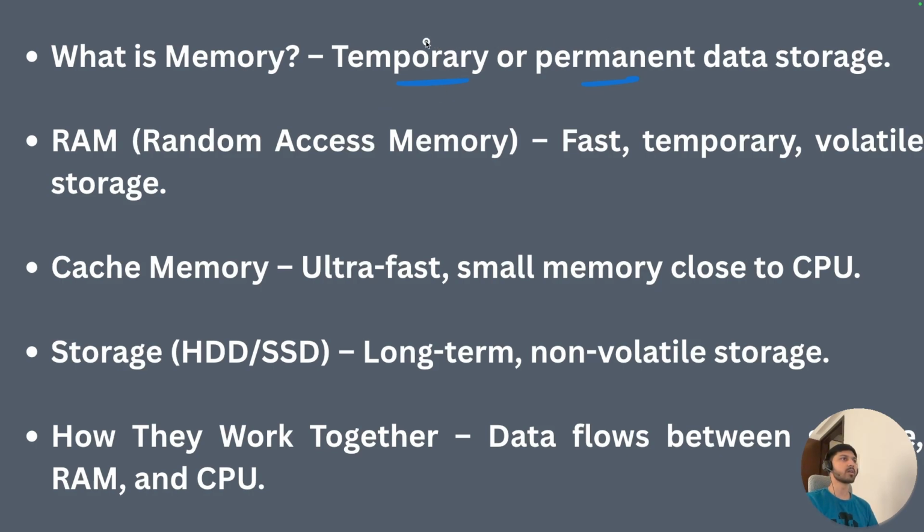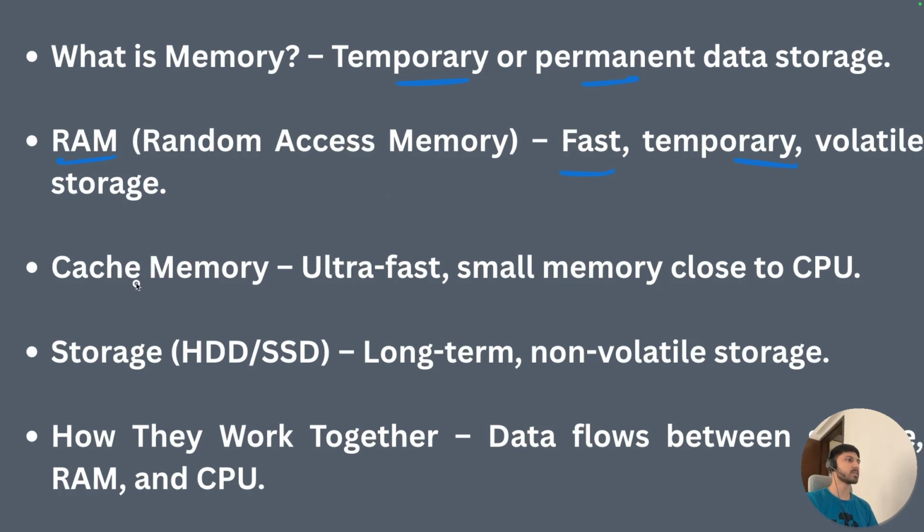If it is storing data temporarily, it is primary storage. If it is storing data permanently, it is secondary storage. RAM is a primary storage and it is fast. It stores the data temporarily and it is volatile in nature. So what does volatile mean? Volatile means whenever you restart your computer, all the contents of the RAM will vanish.